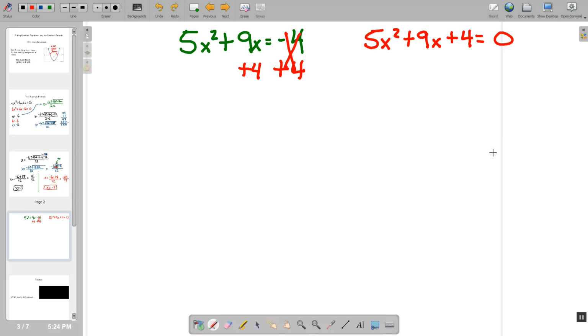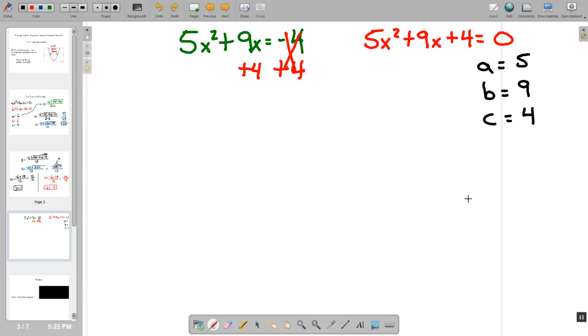Equal to 0. So now we are ready to find the a, the b, and the c values to help us solve. A has to be positive 5, b has to be positive 9, and c has to be positive 4.